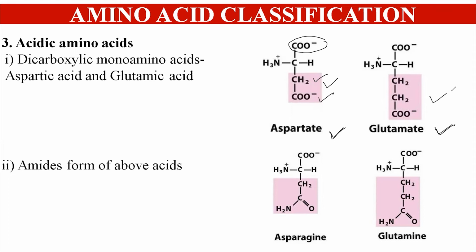And talking about glutamate, this is exactly like aspartate, except the fact that it is having an additional carbon present between it. Now, the amide form of this aspartate is called asparagine, and the amide form of glutamate is known as the glutamine. So always remember this thing. Let's move on to the next one.